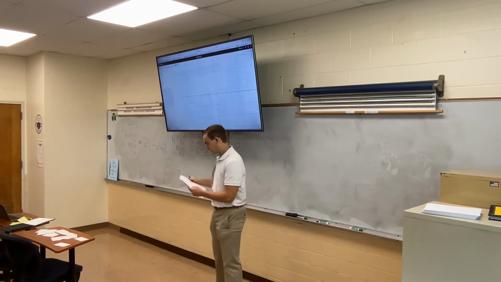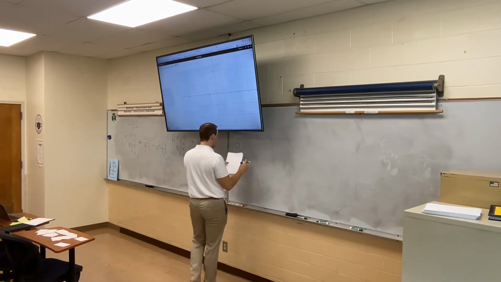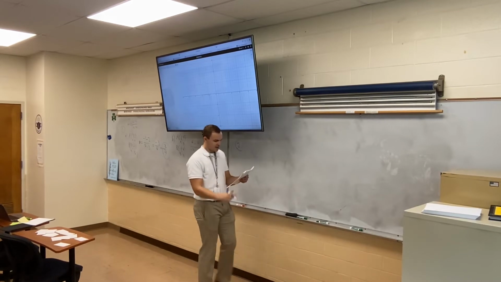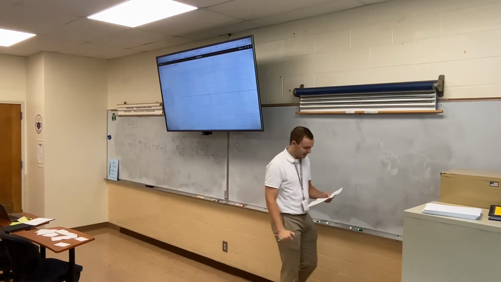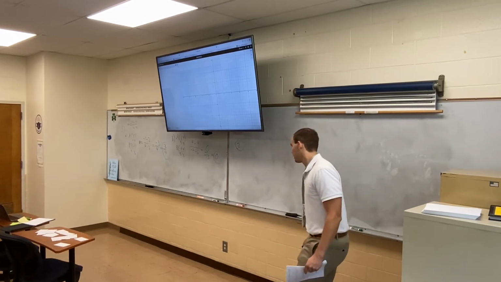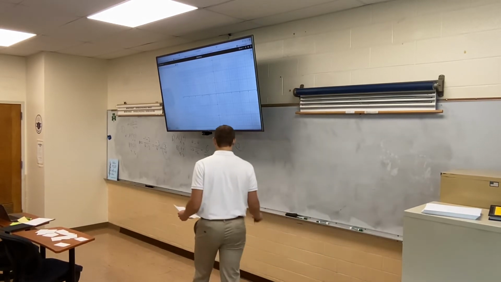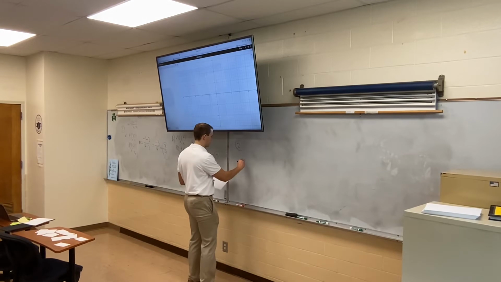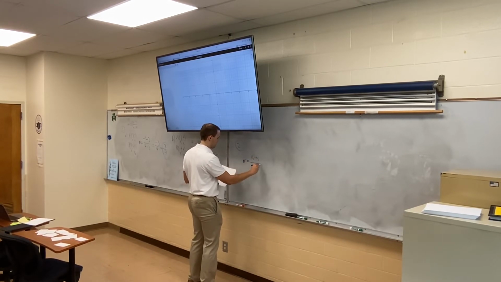Find b so that the slope of line AB is as indicated. All right, so this is similar to those midpoint problems we were doing, right? So let's just start with the slope formula. M equals y2 minus y1 over x2 minus x1, okay?